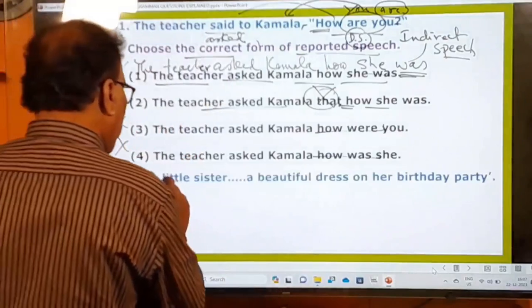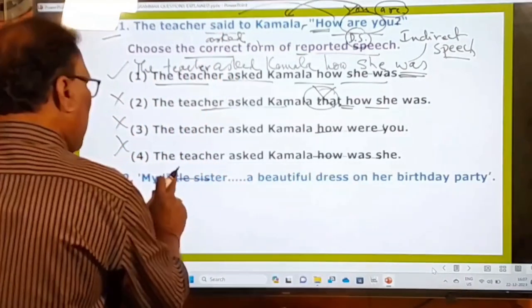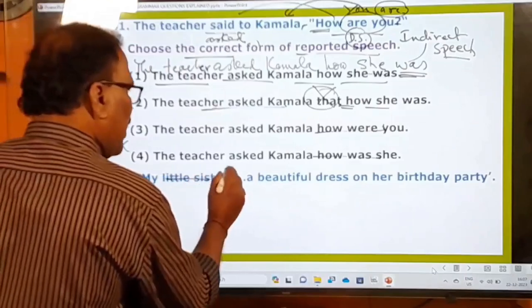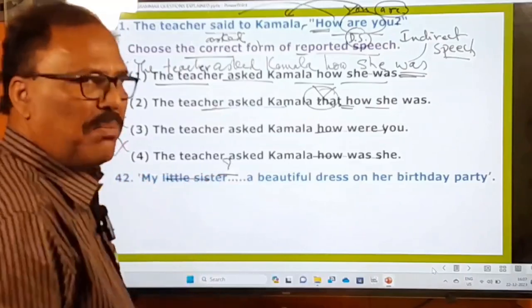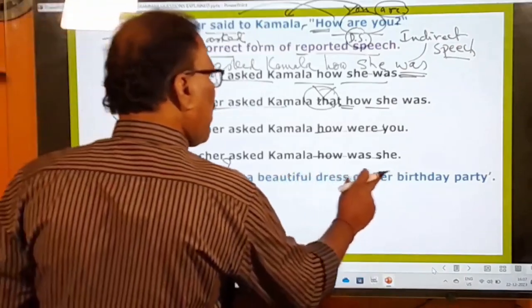My little sister dash a beautiful dress on her birthday party. So, my little sister, dash. Here is a dash. What is to be used in this blank? So let us see that. My little sister dash a beautiful dress on her birthday party.